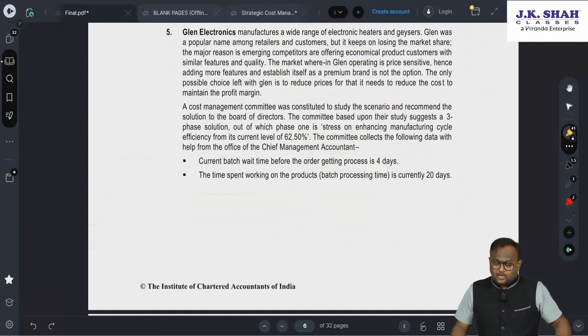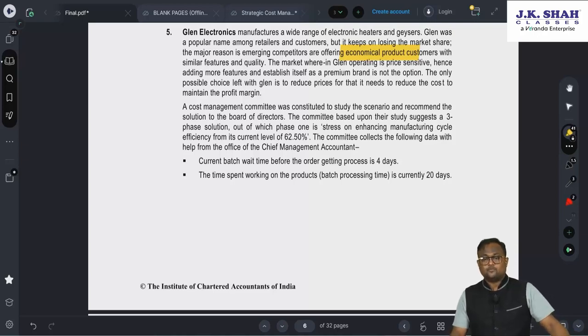Question number 5. Glen Electronics manufactures a wide range of electronic heaters and geysers. Glen was a popular name among the retailers and customers, but it keeps on losing market share. The major reason is emerging competitors offering economical products to customers with similar features and quality. The market in which Glen operates is price sensitive, hence adding more features and establishing itself as a premium brand is not an option. The only possible choice left with Glen is to reduce prices. For that it needs to reduce the cost to maintain the profit margin.